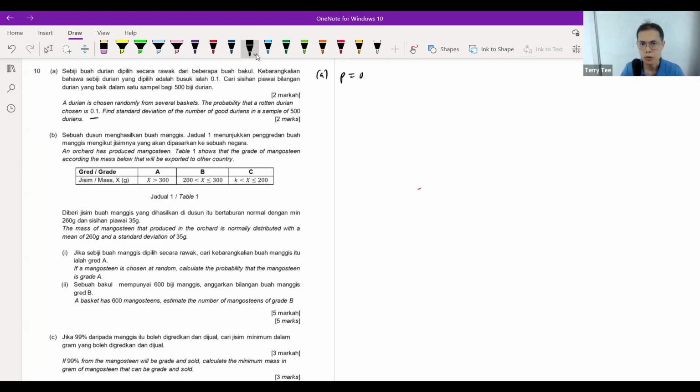Your p is 0.1. Your q is 1 minus 0.1, which is 0.9. Standard deviation is the square root of npq. This formula is given. My n here is 500. You're choosing a sample of 500 durians. So we take the square root of 500 times 0.1 times 0.9. Okay, use your calculator.